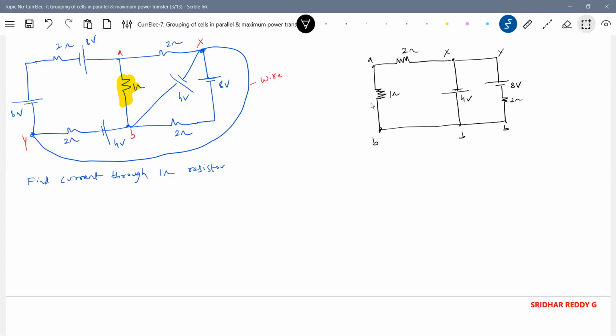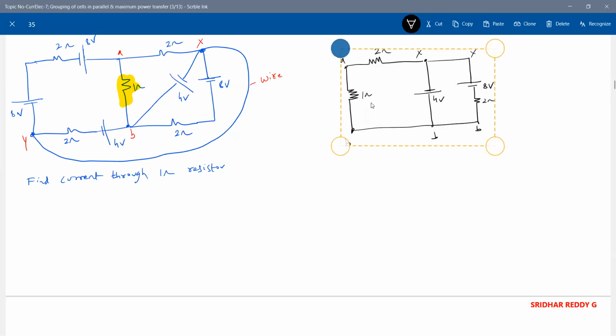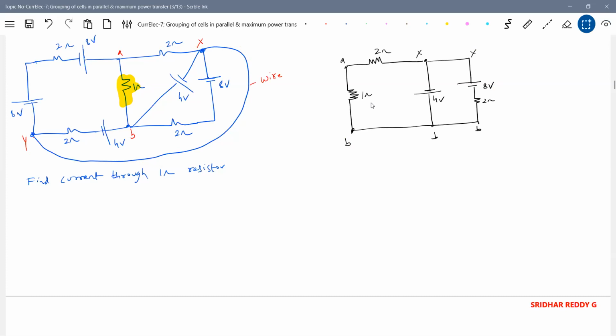Okay, this is X. X and Y are at common potential, so I'll introduce Y here now. I'll call this Y. Between B and Y, this particular thing. So B is here. X and Y are common, they're connected by Y. So between B and Y, we'll connect here. This one will be 2 ohm, and 4 volt. Okay, I think maximum is over.